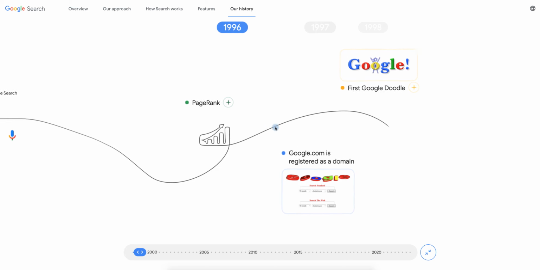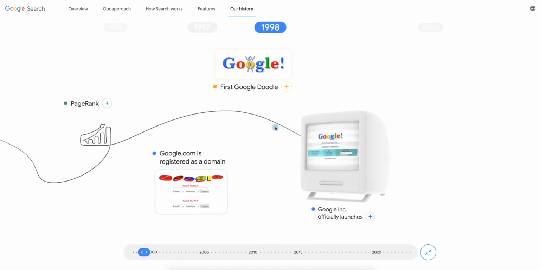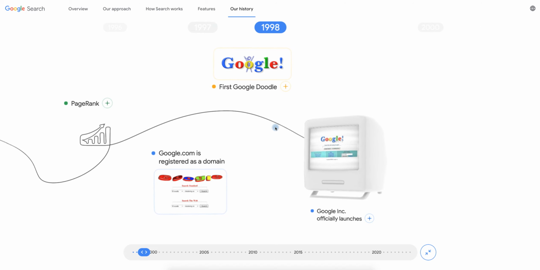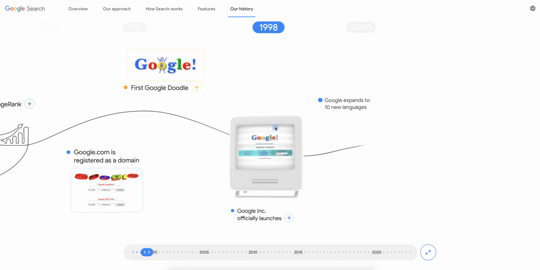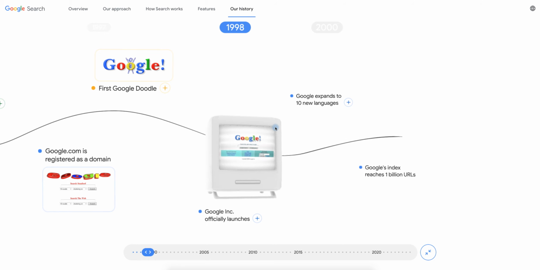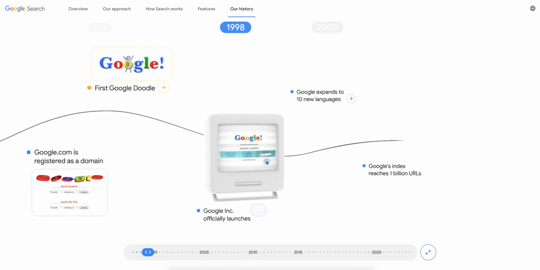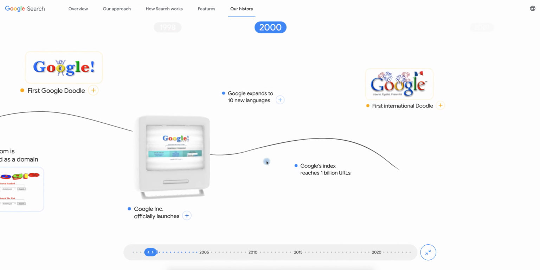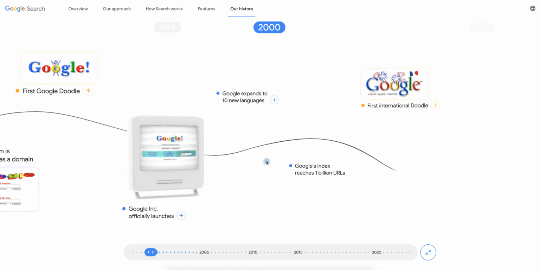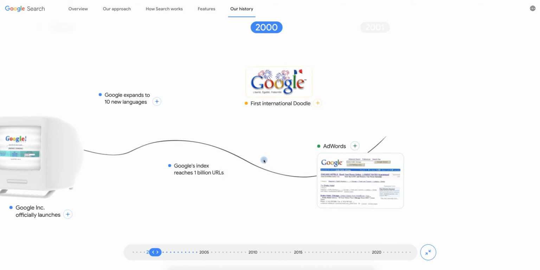1996, that was. In 1997, Google was registered as a domain name. Look how it looked. In 1998, the first Google came. Actually, like two years later, Google Inc. was officially launched, and you can go ahead and look at that. It wasn't until 2000 that it expanded to 10 different languages. The Google search index reached 1 billion in 2000.